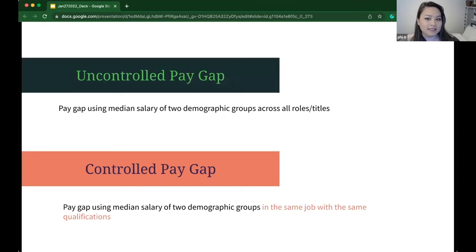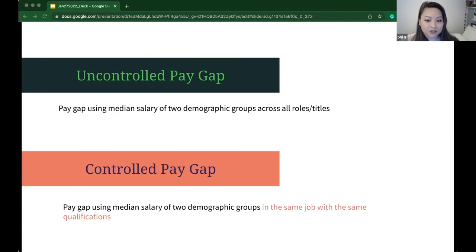And expanding on that concept a little bit more is uncontrolled pay gap and controlled pay gap. I'm just going to define some of this and then I'll go into examples. The uncontrolled pay gap uses median salary for two groups, accounting for all of the jobs that these two groups have. An example of that is an often cited statistic that you hear: women are paid 82 cents for every dollar men make on average.